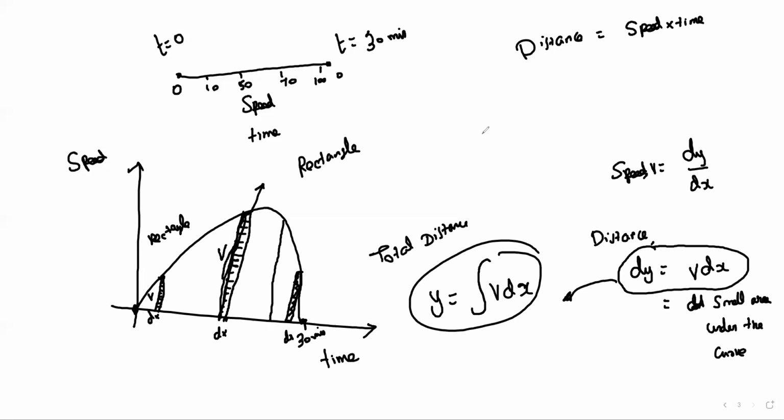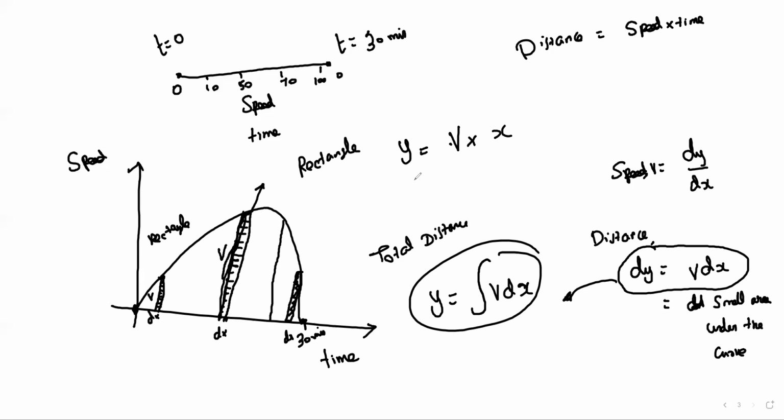In my case, speed is changing with respect to x. So I want to multiply speed into time. But the problem is this speed is changing with respect to x. The simple formula is distance is equal to speed into time. But the problem is the speed is changing with respect to x, so it keeps on changing.